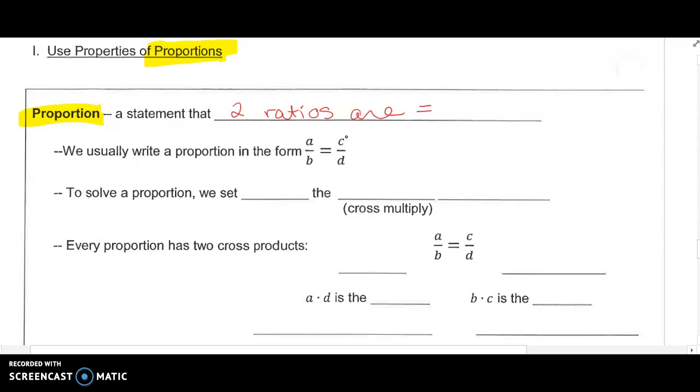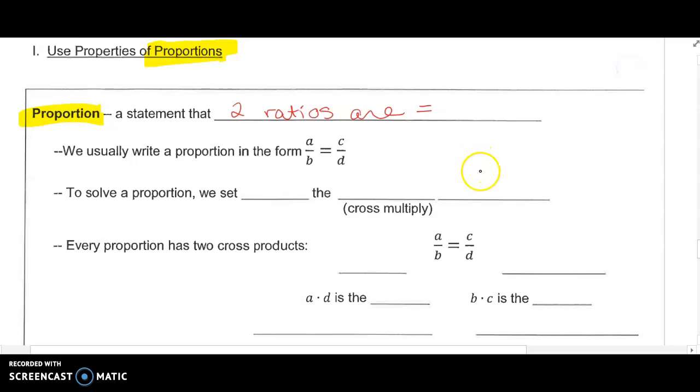So to solve a proportion, you can use your proportional reasoning, just like we talked about earlier, like this times 3 is that, that times 3 is that. Or you can also set equal the cross products, which is a fancy way of saying you cross multiply. So every proportion has two cross products.